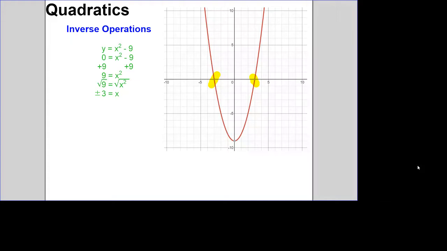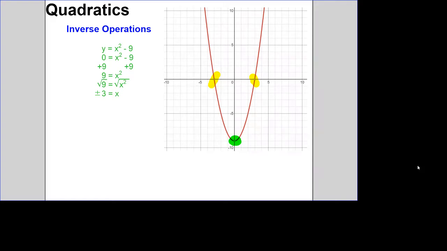Then you may also notice some other things about this type of quadratic. The y-intercept, remember that's really easy to find usually because it's usually just the constant, negative 9. And that y-intercept is also the vertex. So the symmetry is around the y-axis.